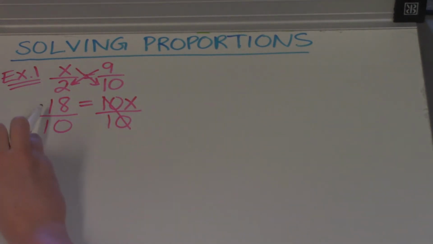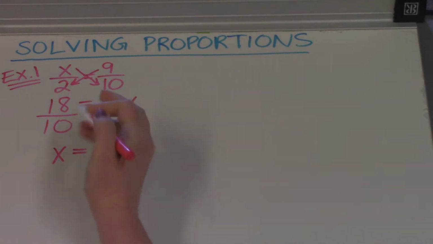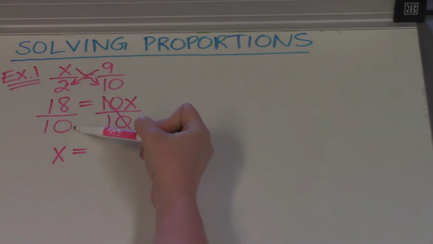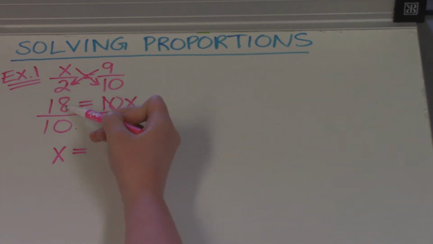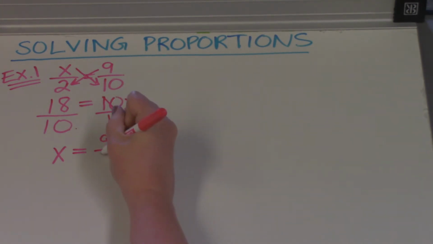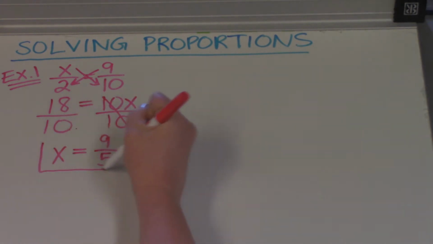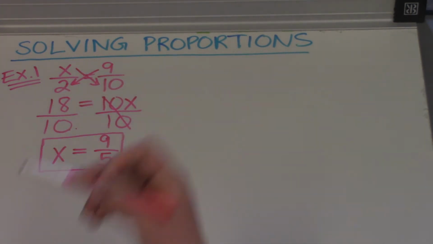Now 10 does not divide evenly into 18, but we can simplify the fraction 18 over 10 by reducing by 2. So 18 divided by 2 would give me a 9, and 10 divided by 2 would give me a 5. So my final answer would be x equals 9/5.